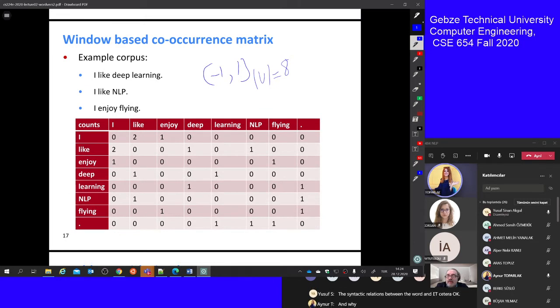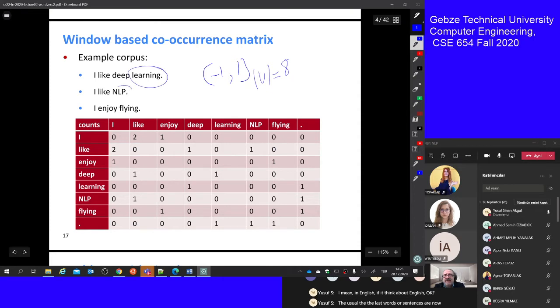Why do we use punctuation in that matrix? We generally talk about the words. Yes, the punctuation is treated like words in this case, because in order to find syntactic features of words, if you think about English, usually the last words of sentences are nouns, right? So that dot is giving me an idea about the part-of-speech tags of the words.